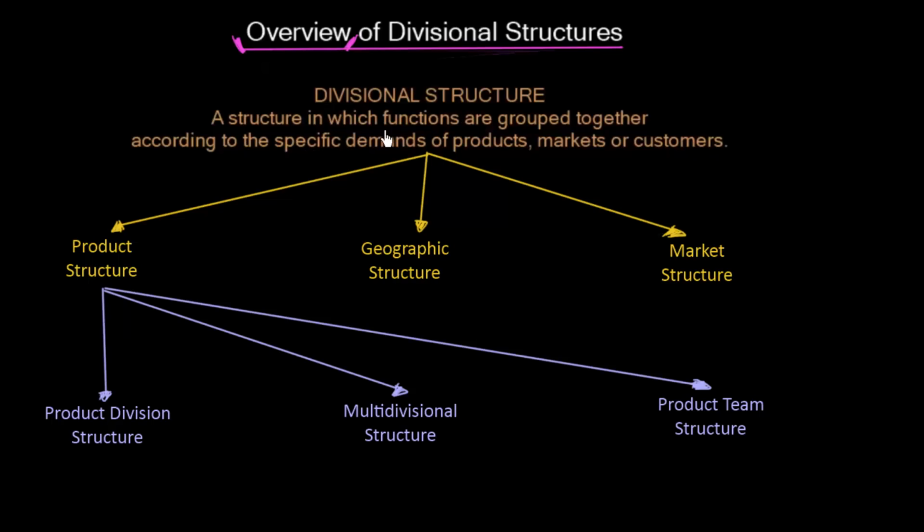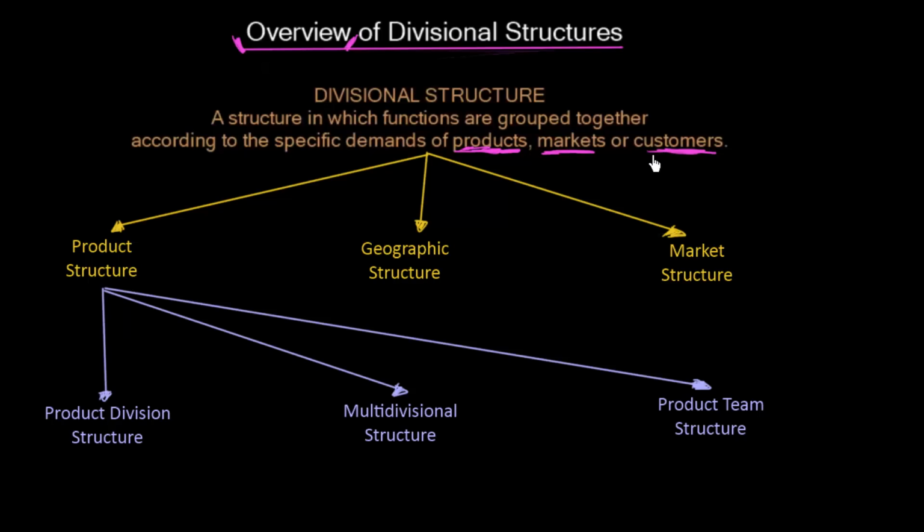This is a structure in which functions are grouped together according to specific demands of products, markets, and customers. So basically what this sentence is telling you is that you should create divisions, functions, or groups within your organization according to what is important for you. Do you have dissimilar products? Do you have dissimilar markets? Are you operating geographically in several regions, or do you have different customers?